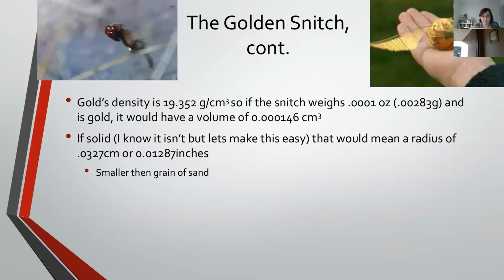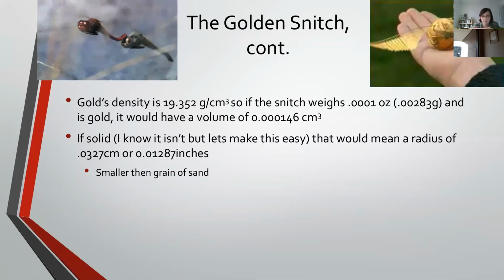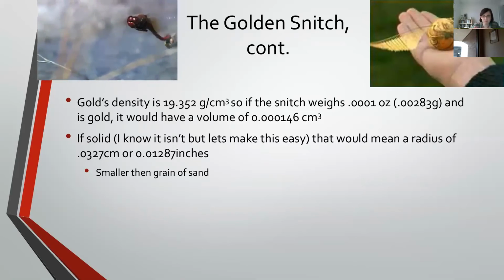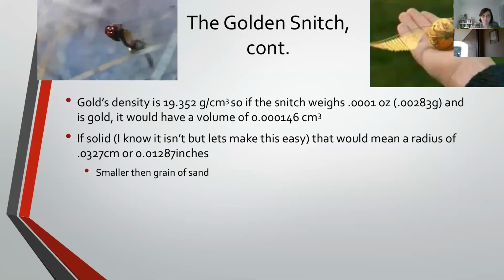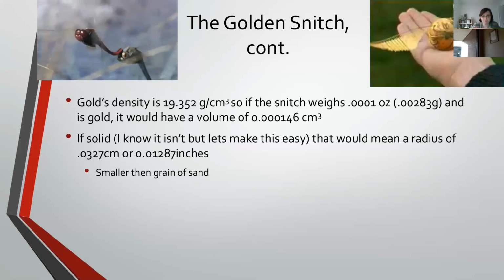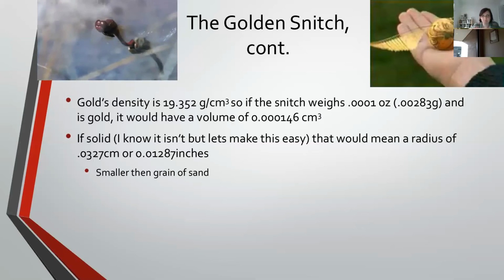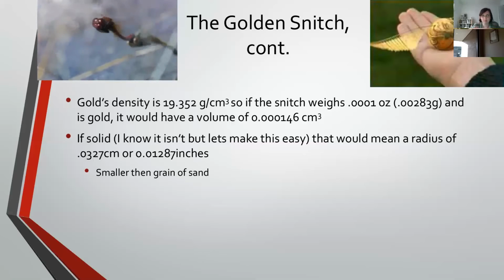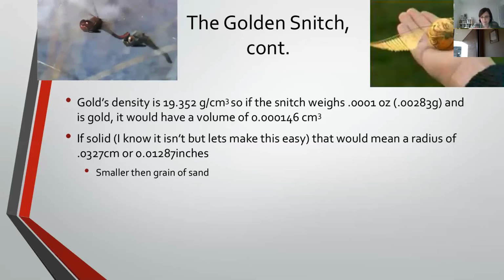If it weighs 0.0001 ounces, which is 0.00283 grams, due to the density of gold, its volume would be this number right here. And if that's solid and it's a sphere, that accounts for a radius of 0.0327 centimeters, which is smaller than one grain of sand. Literally, dragonfly wings could only lift a piece of gold smaller than a grain of sand. Other than that, it would not be enough lift for the amount of weight.